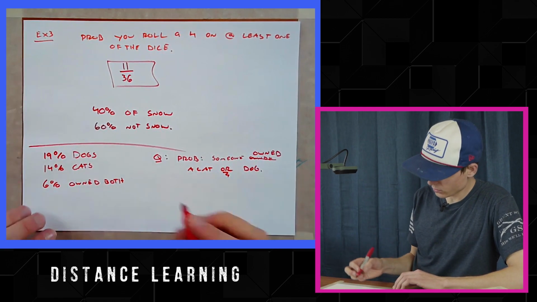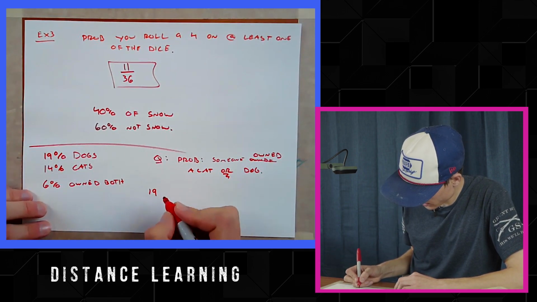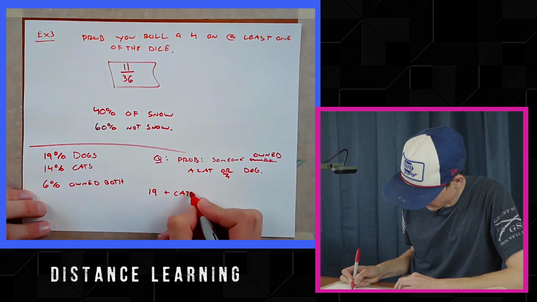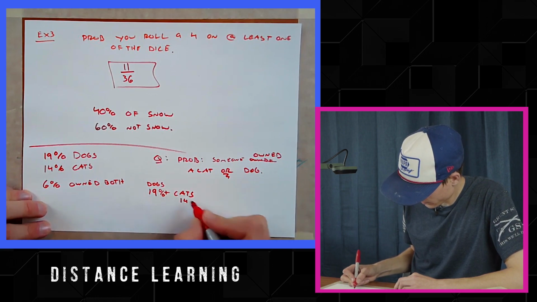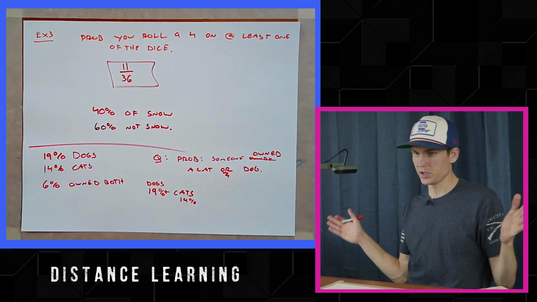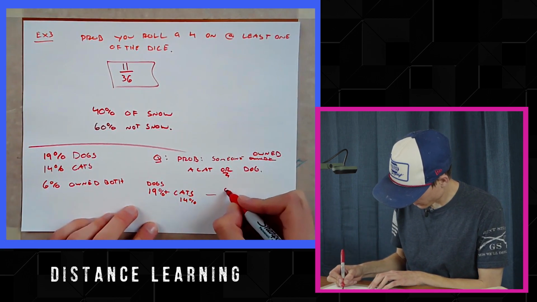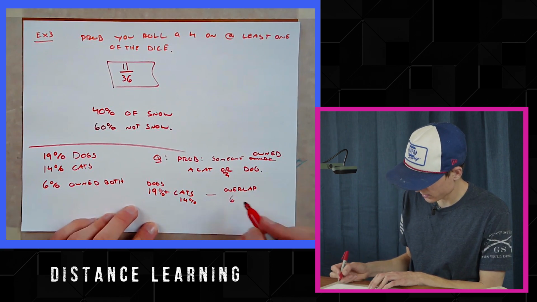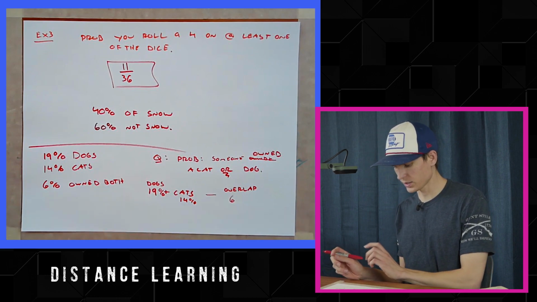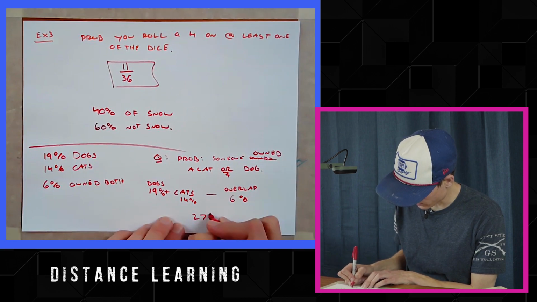Okay, so this is where it gets funky. Dogs plus cats, which is 14 percent. I'm all over the place. And then you subtract the overlap. Overlap is where they're both at, which is 6%. So 19 plus 14, subtracting 6 is 27%.